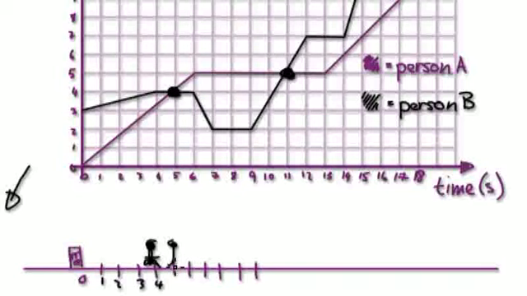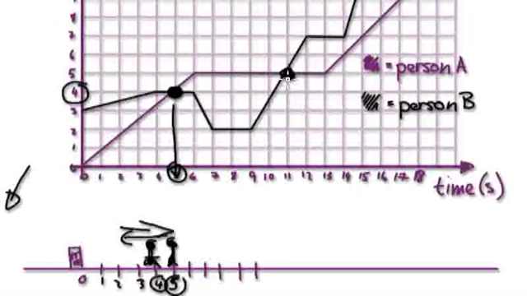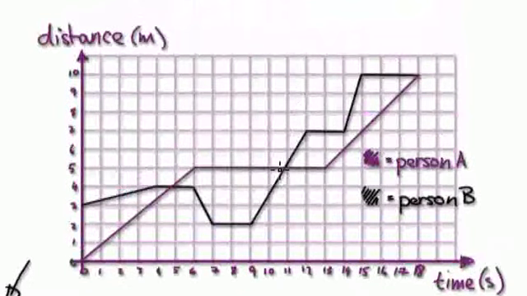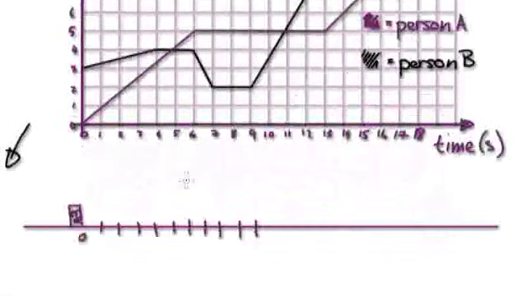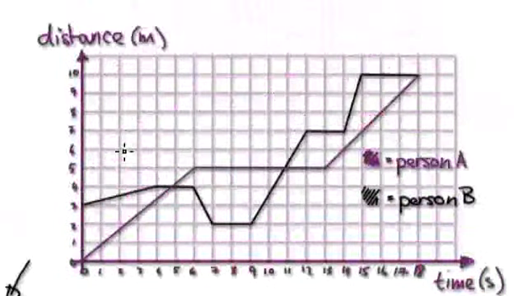So they will meet again at the five meter mark, because remember, person B went back here and then went forward again. They're going to meet at the 4 meter mark, when it's roughly 5 seconds, and they will meet again at the 5 meter mark, at this point here, when it's 11 seconds. Just by looking at this, you've got to build up what's going on inside your mind. So you might have to draw pictures like this to understand.